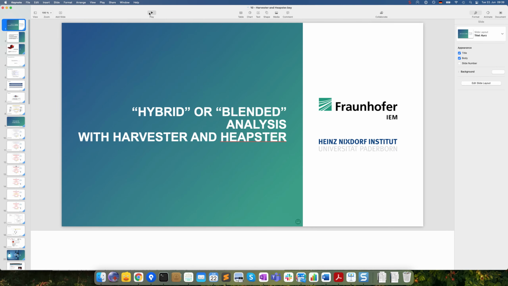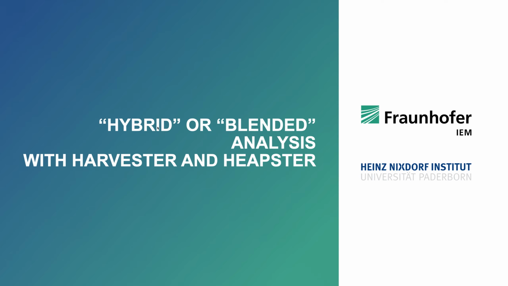And in particular, I want to talk about what I frequently call hybrid analysis, or other people have also called it blended analysis. So this is basically an analysis that combines static information and dynamic information into one single analysis run. And this has been implemented in a number of different tools. But here I will talk about two different approaches that we have actually developed in my own lab. One is called Harvester and the other one is called Heapster.